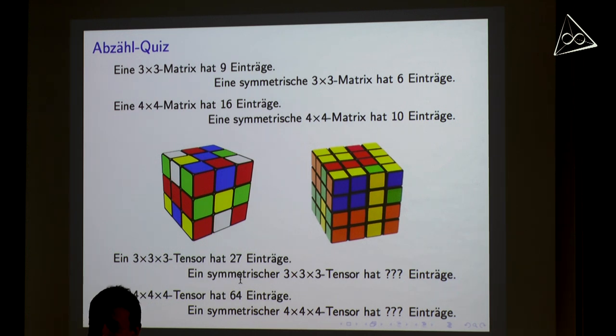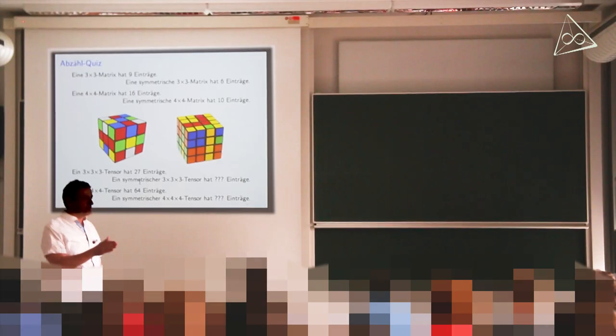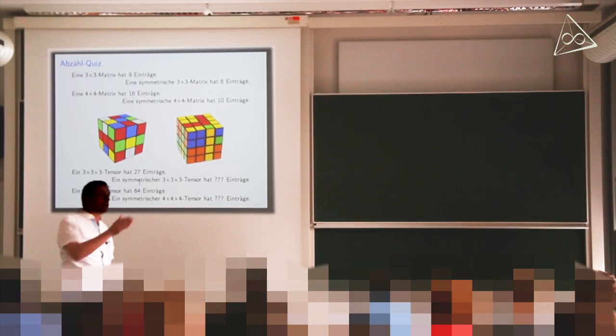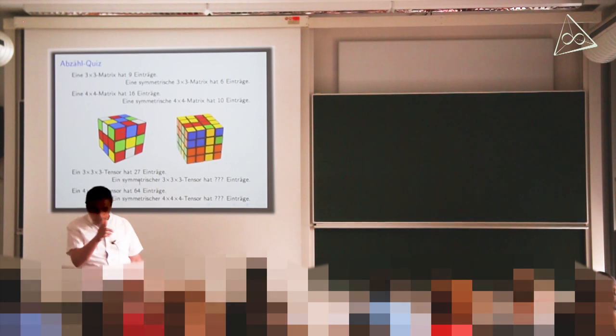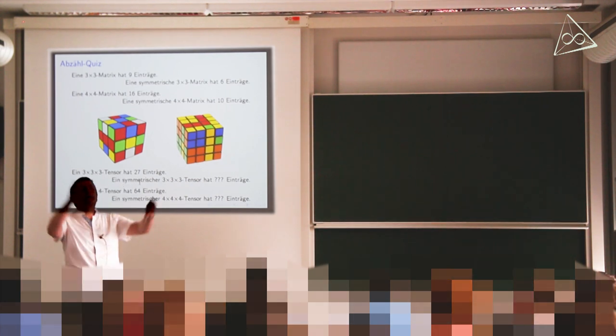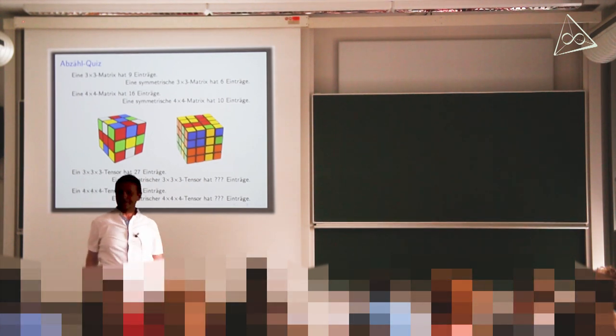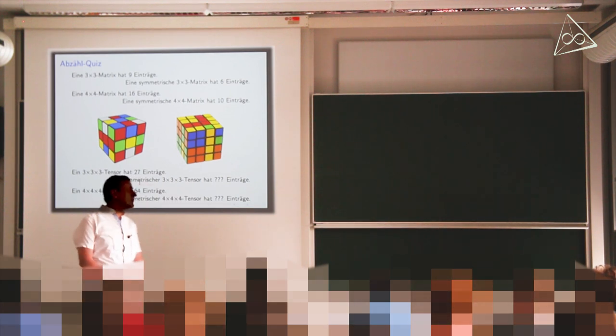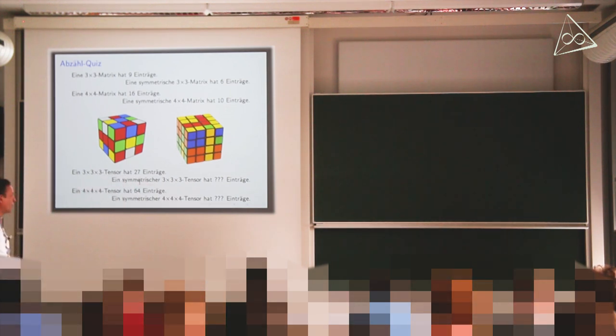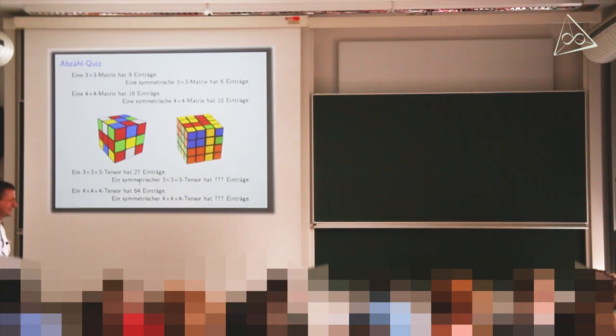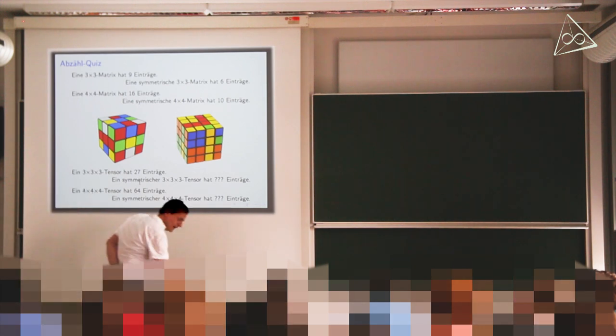So these are indices i, j, k, and the requirement is that the entry in position ijk is the same as the entry in position ikj, is the same as the entry in position kij and kji. Make a guess. 10. Okay, the answer is 10. There are 10 distinct entries. How about the 4x4x4 tensor? Anybody have a guess for that? 15. Okay.